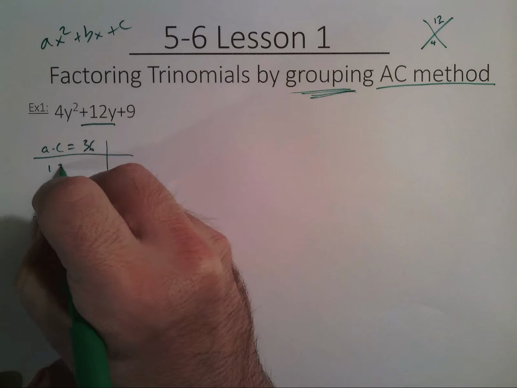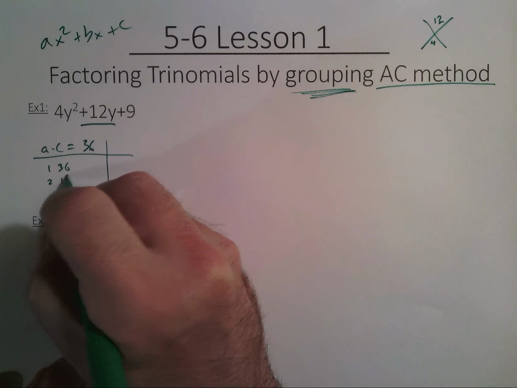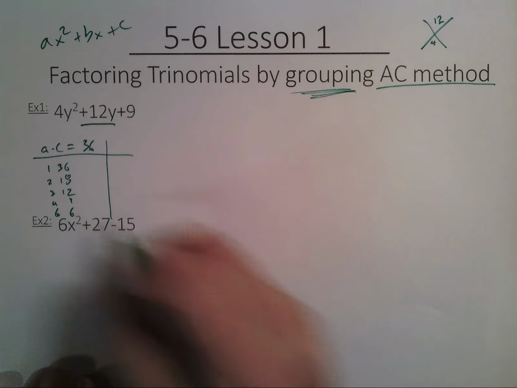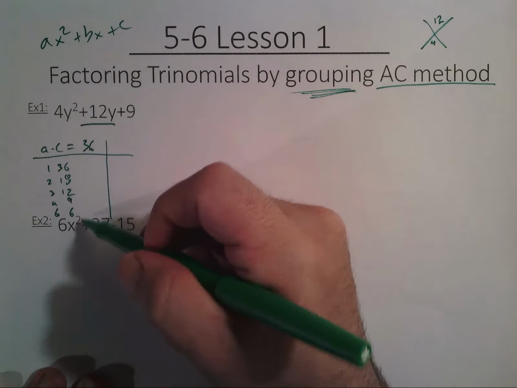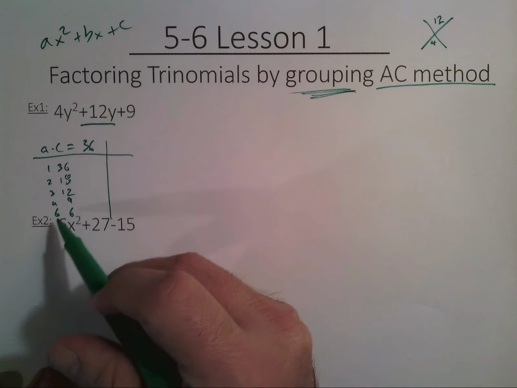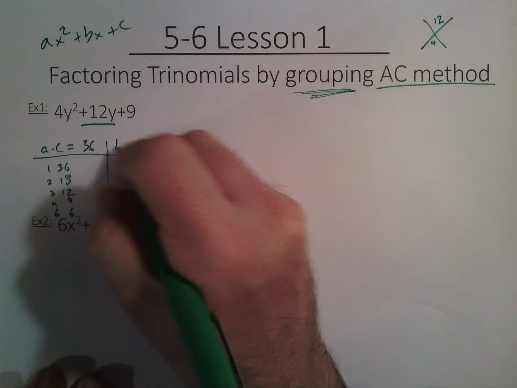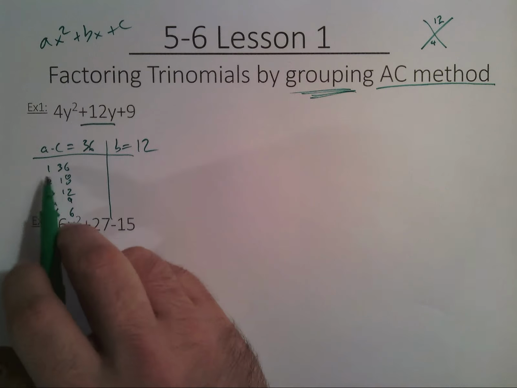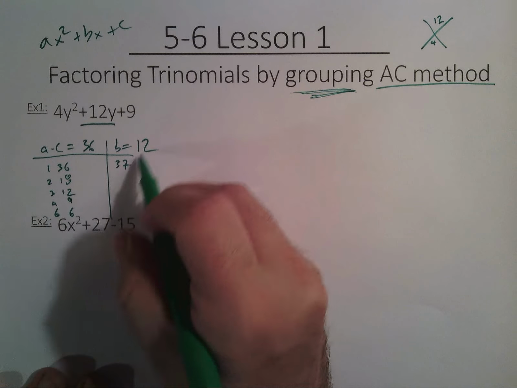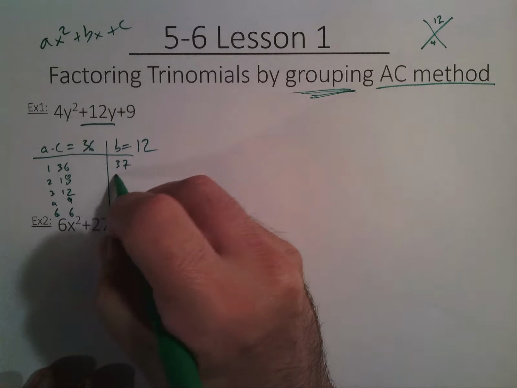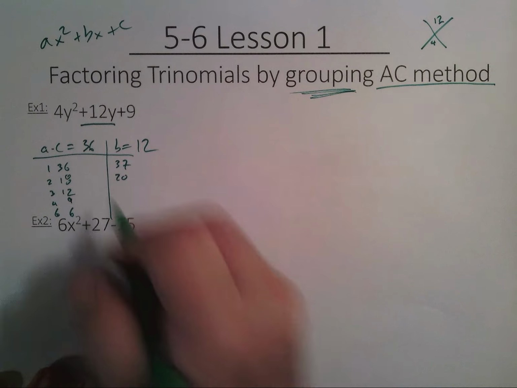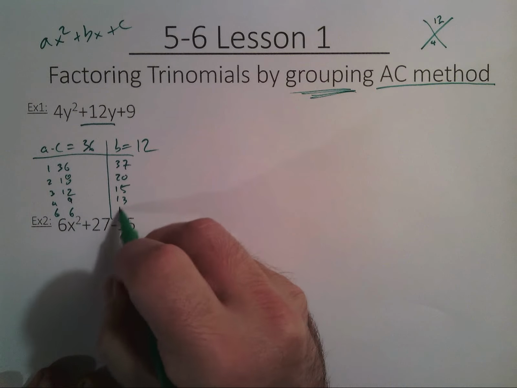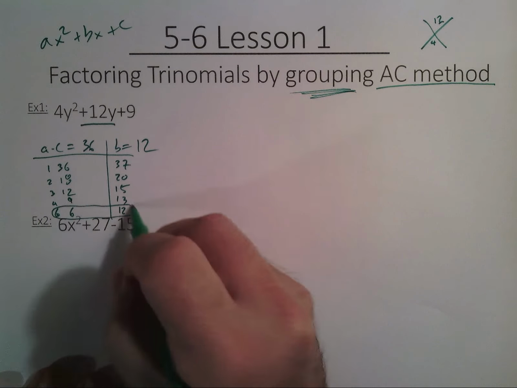So that's 1 times 36, 2 times 18, 3 times 12, 4 times 9, 6 times 6, and if I went further on this list I would be back to where I was, because I then have 9 times 4. Now I'm going to compare it to b, which is 12, by adding. What's 1 plus 36? Does 37 match 12? No. What's 2 plus 18? Does that match 12? No. 3 plus 12 is 15, 4 plus 9 is 13, 6 plus 6 is 12. This is the combination that I want.